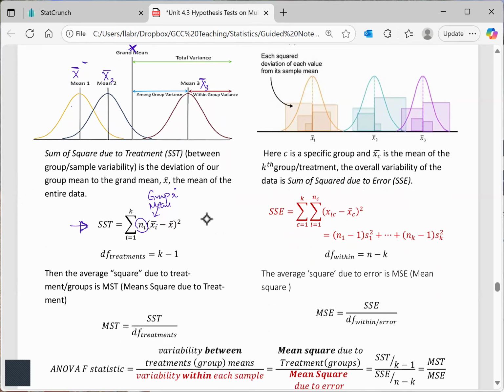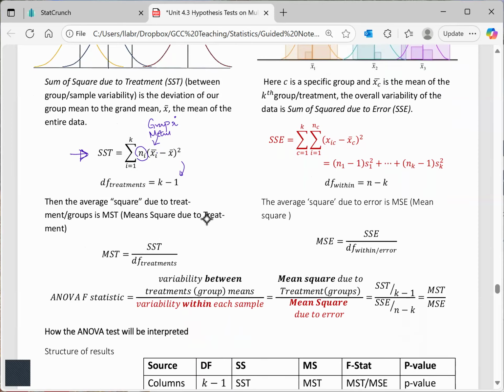So think of this as the variability between the groups. And what we do is divide it by the number of groups to get what's more or less an average. So think of a standard deviation, right? We divide it by a value. In this case, we're dividing by k minus 1. And we're going to get something called MST, the mean square due to treatment. You don't have to worry too much about this, but just remember that this is the variability between different treatment groups. So that's this guy right here.